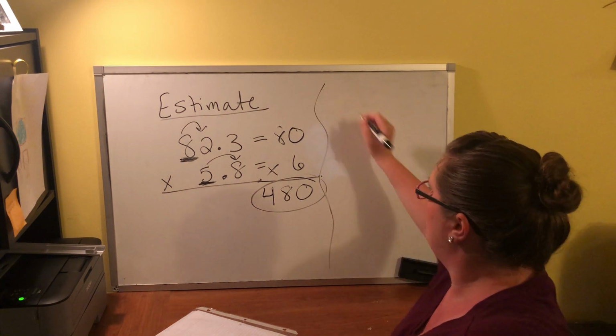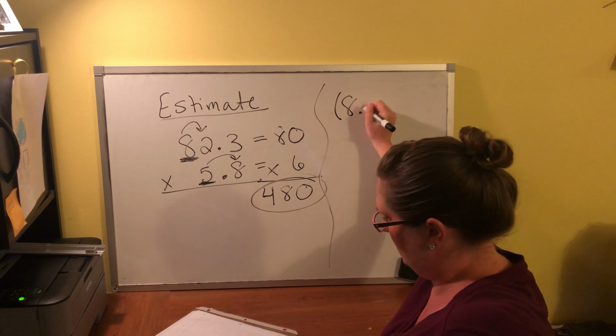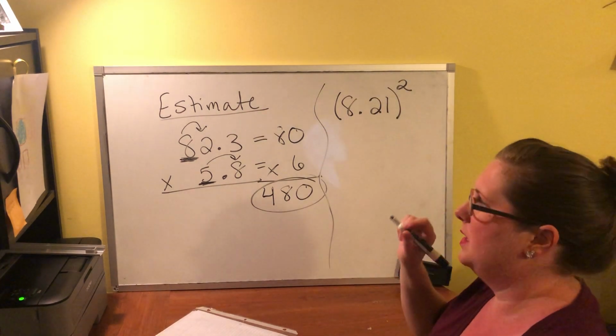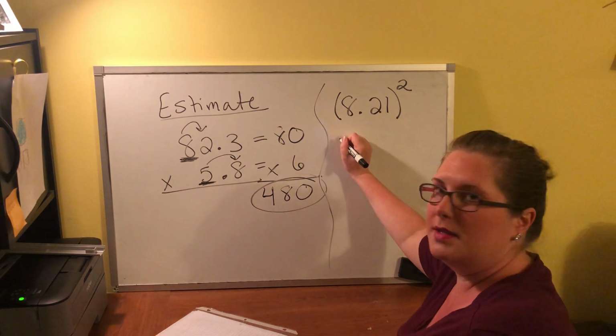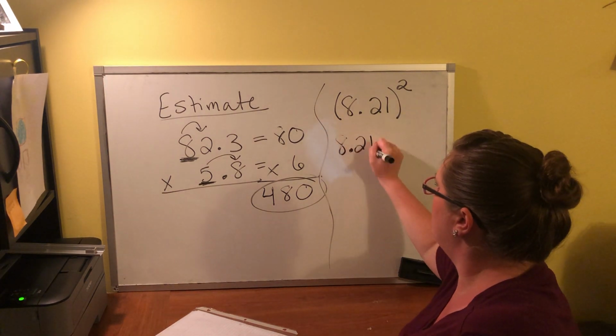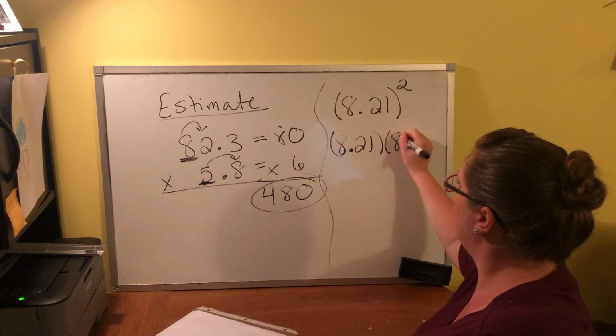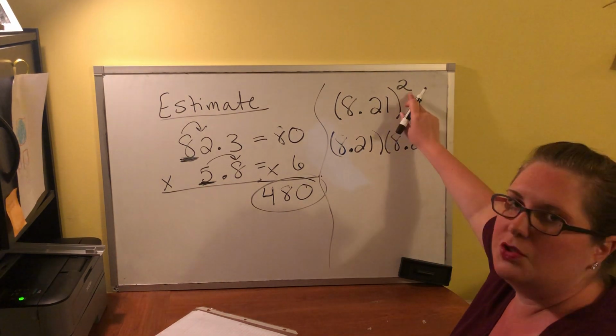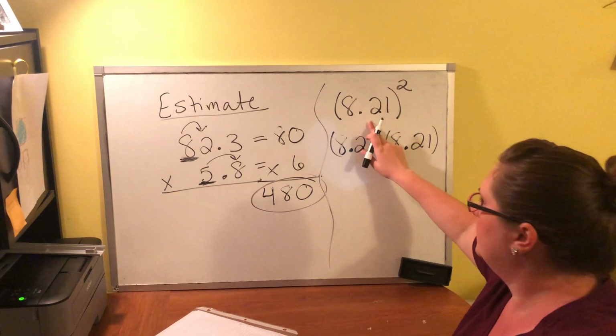Just one more real quick. You may see a problem that looks like this, 8.21, and it's squared, okay? And they say to estimate. All this is 8.21 times 8.21. So remember, an exponent tells you you're multiplying this number by itself, okay?